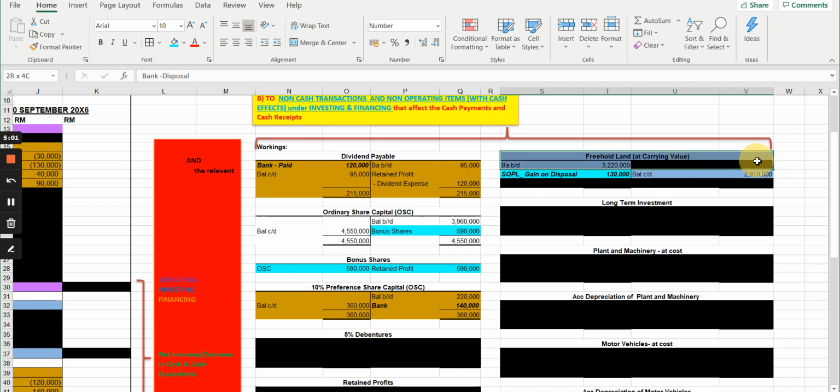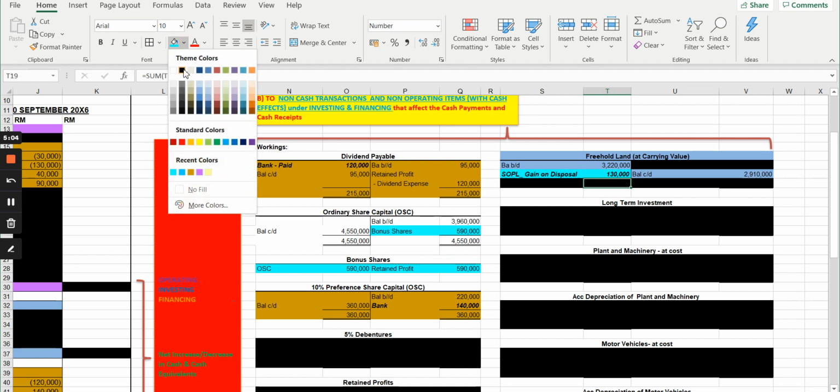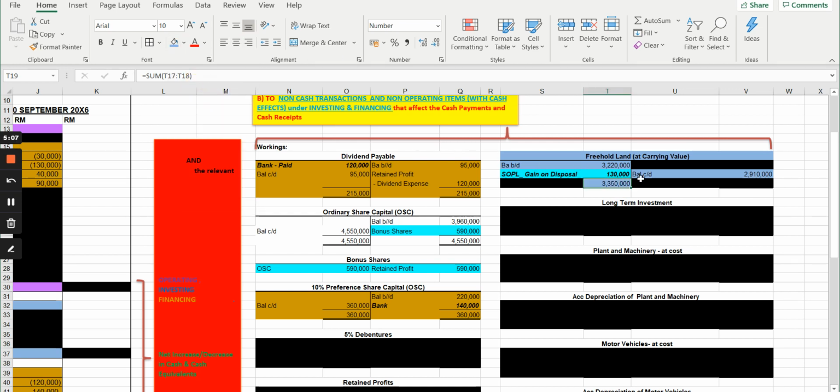Now you can get your balancing figure. How? Total up this section. If you total up, you get that figure, and that total is the same here. The figure here will be the one that you are looking for, which is the proceeds from the disposal of the freehold land. By taking 3.35 million minus 2.91 million, you have 440,000, and this is actually an inflow.